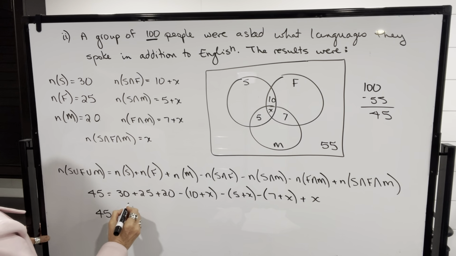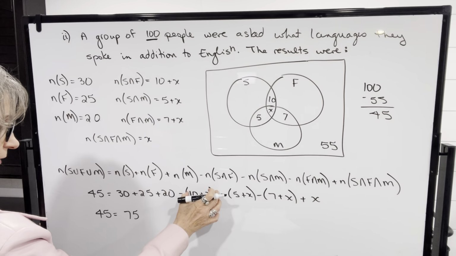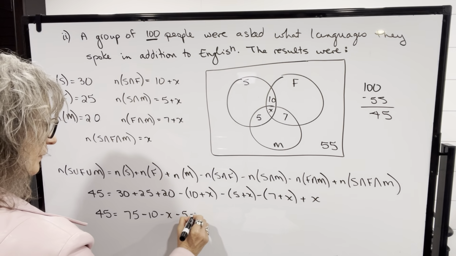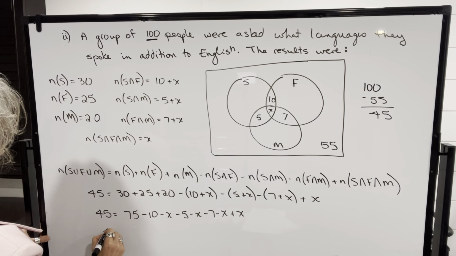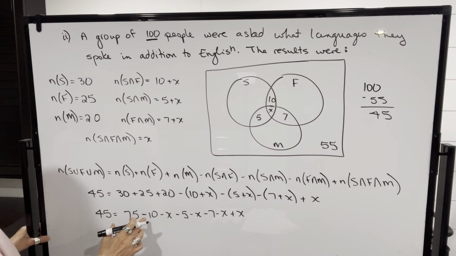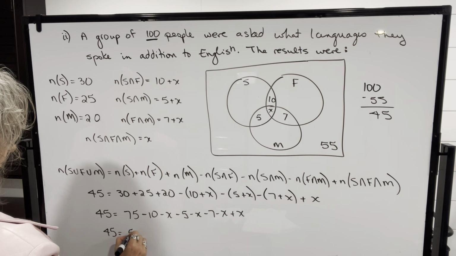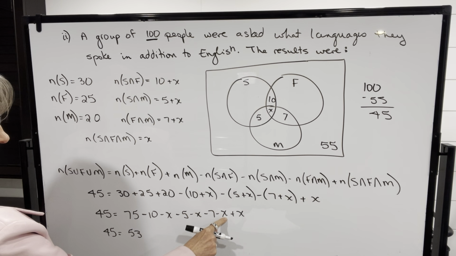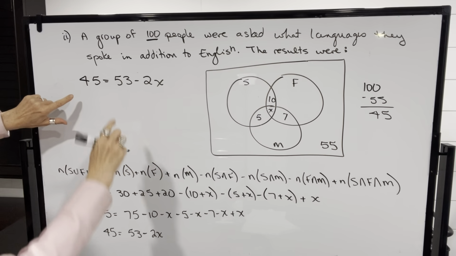So we're going to have 75. Distribute the negative because we have brackets around here. So it's going to be minus 10 minus X, minus 5 minus X, minus 7 minus X, plus X. If we combine all of our numbers, we're going to have 75 minus 10, which is 65, minus 5, which is 60, minus 7, which is 53. Minus X is minus 2X, minus X is minus 3X, plus X is minus 2X. I just moved that equation up here.